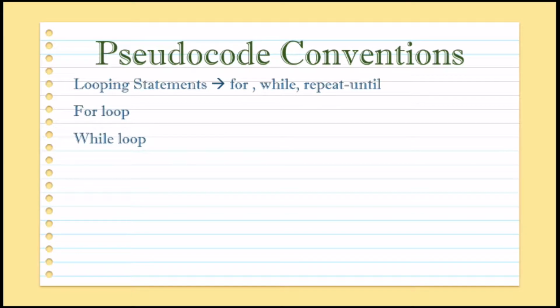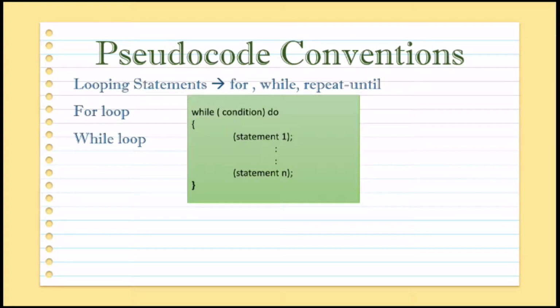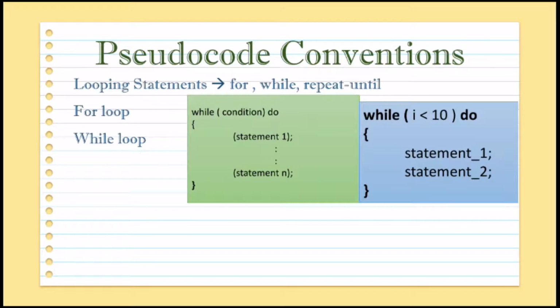Next one is while loop. The while loop can be written as while, then the condition. So as long as condition is true, the statements get executed. When condition becomes false, the loop stops executing the statements. The value of condition is checked at the top of the loop. We will see one example.